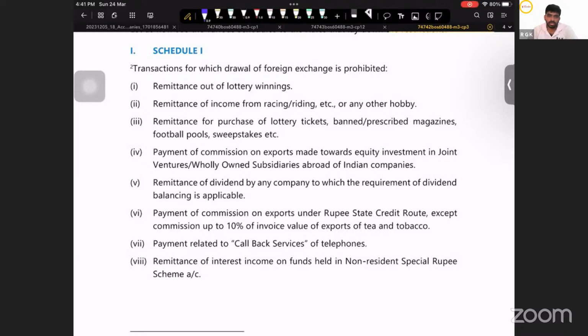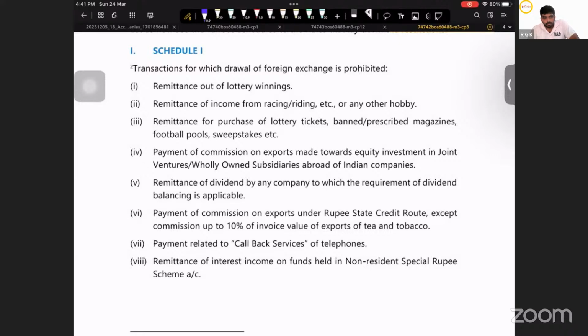When export is made towards equity investment in joint ventures or wholly owned subsidiaries abroad, that is, an Indian company exports goods to its wholly owned subsidiary with 100% stake or its joint venture foreign subsidiary towards investment, you cannot draw foreign exchange to pay commission on those investments. Then remittance of dividend by those companies for whom dividend balancing is applicable: if such companies pay out dividends without dividend balancing, foreign exchange cannot be drawn.